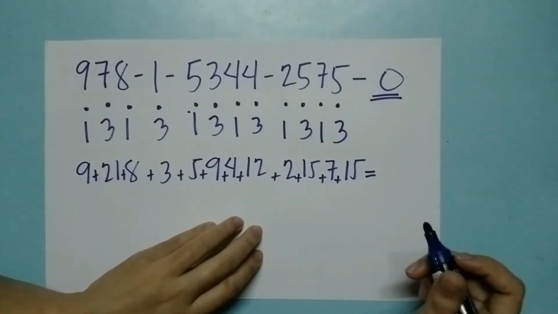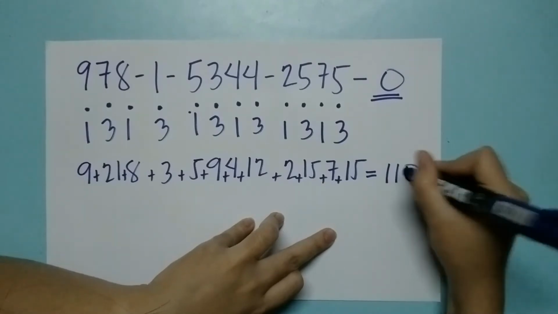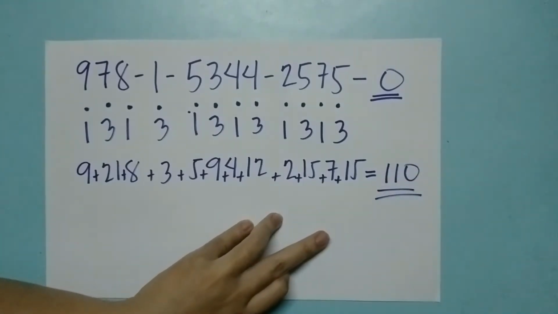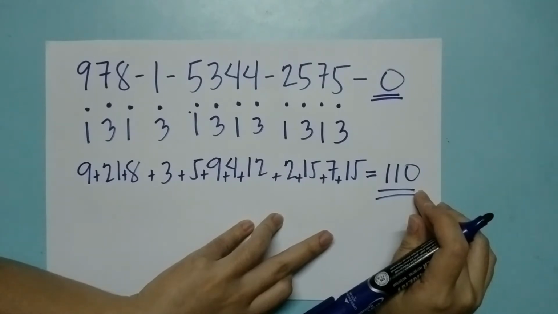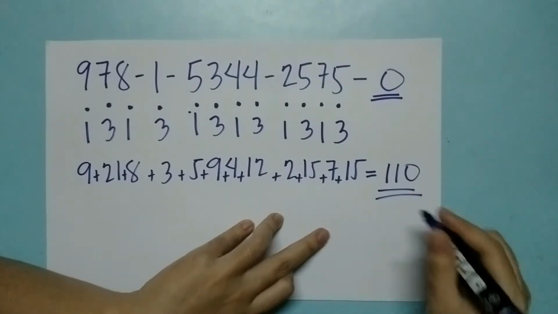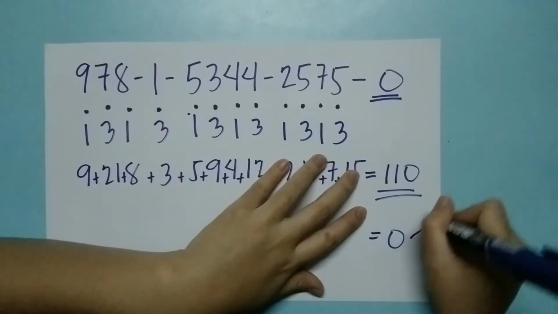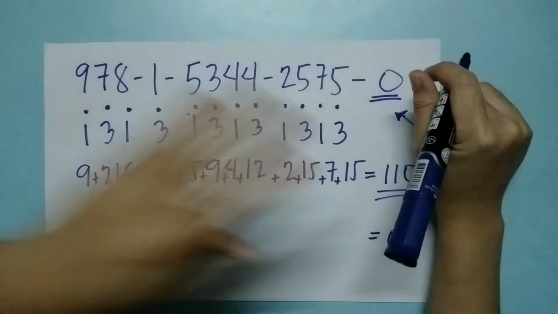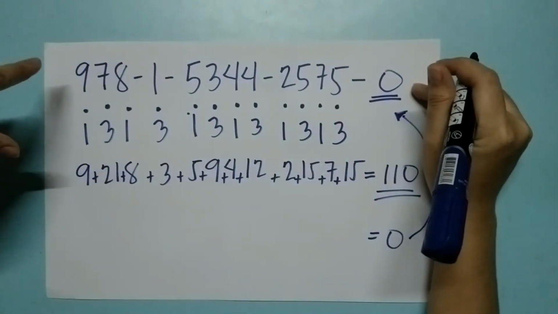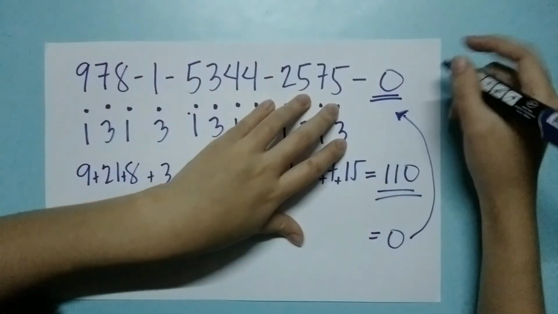so to add this all up, we got 110. So since 110 is already divisible by 10, we don't have a remainder, which is the same as our check digit. So this does mean that our ISBN number here is valid.